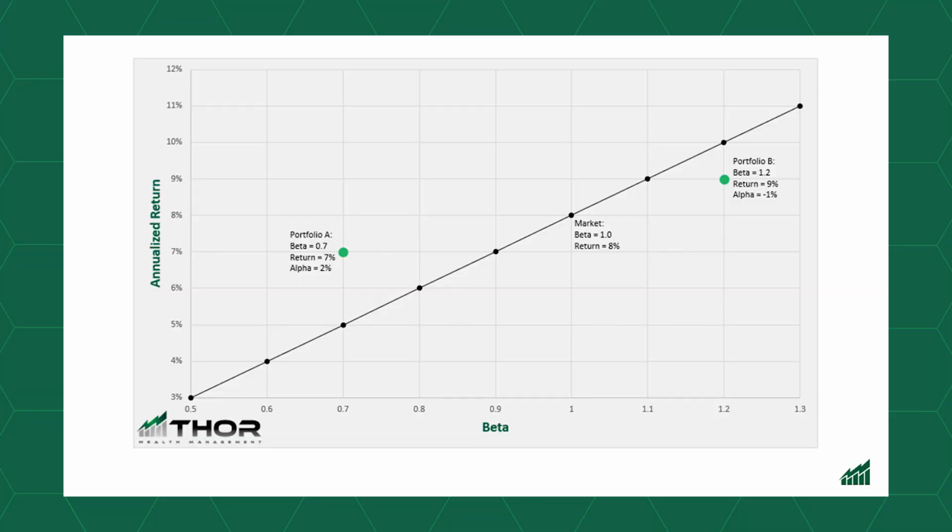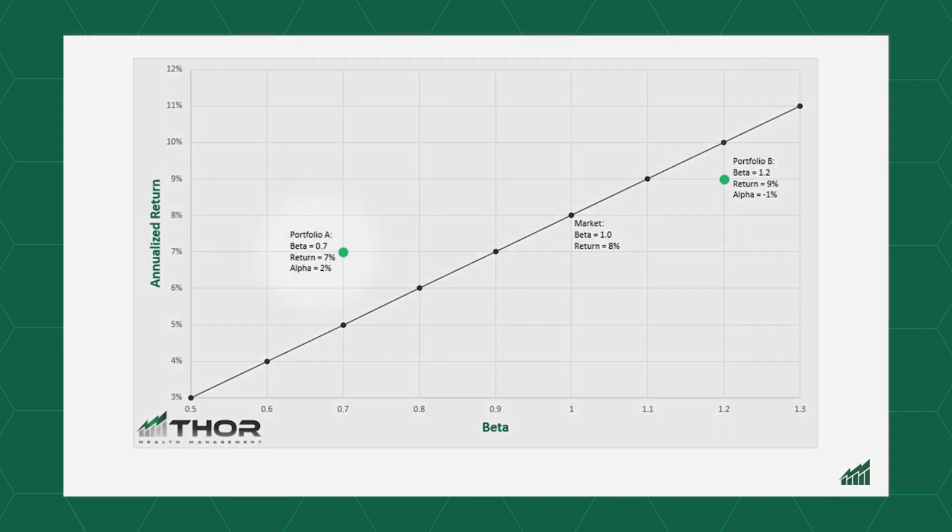And on this chart, we're looking at two portfolios on a risk-adjusted basis. On the left axis, we're looking at the returns. On the bottom axis is beta, how correlated you are. So one means that you are fully correlated with the market. And you can see here the beta of the market in this example is 1, the return is 8%.